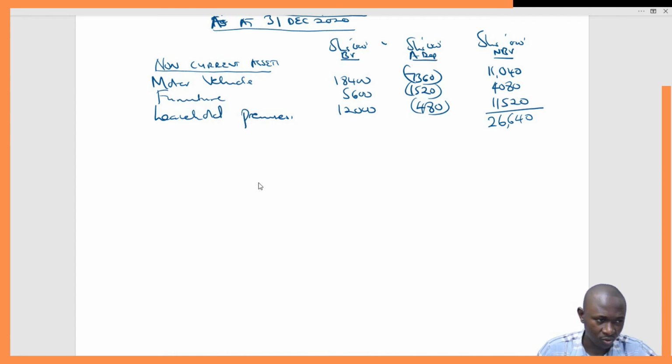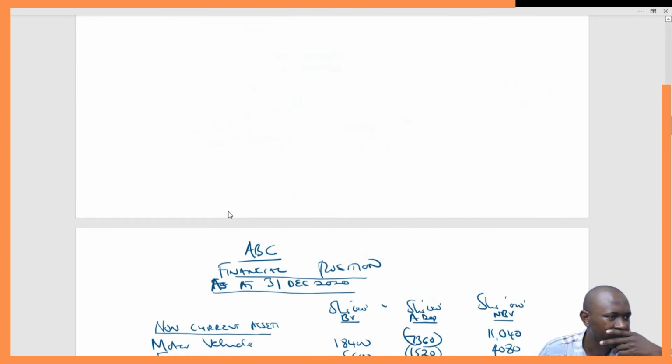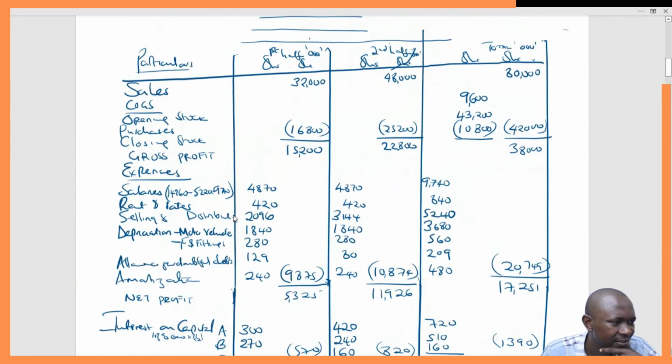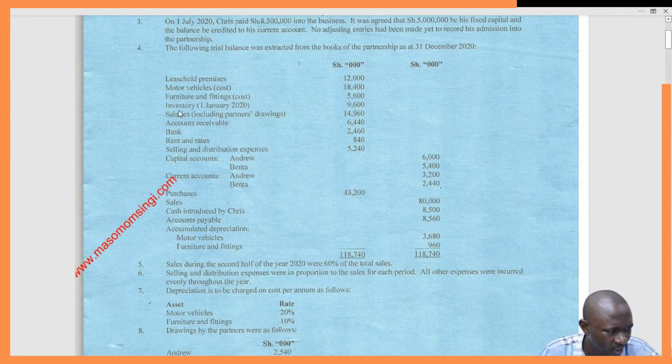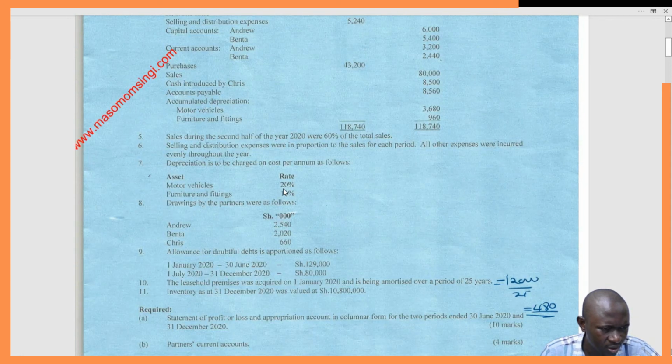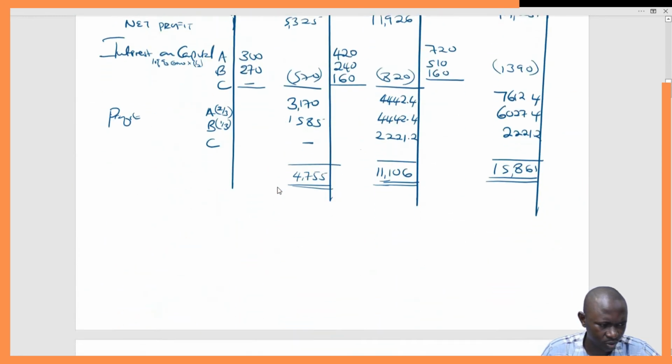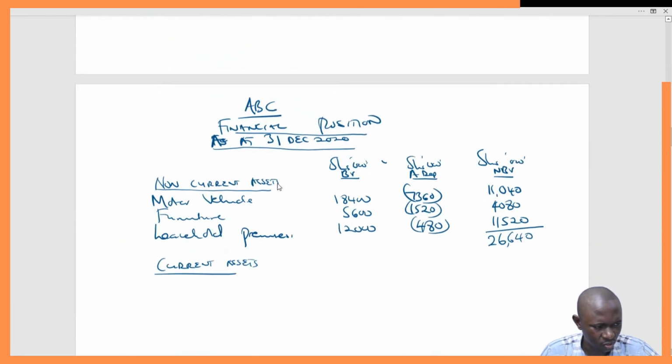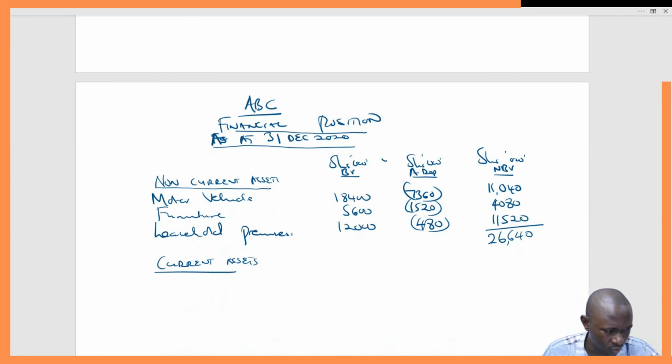Then we go straight to current assets. Now, what current assets do we have? Let's go back to the question and pick them very fast. Current assets, we have inventory, closing inventory. Accounts receivable, 6440.